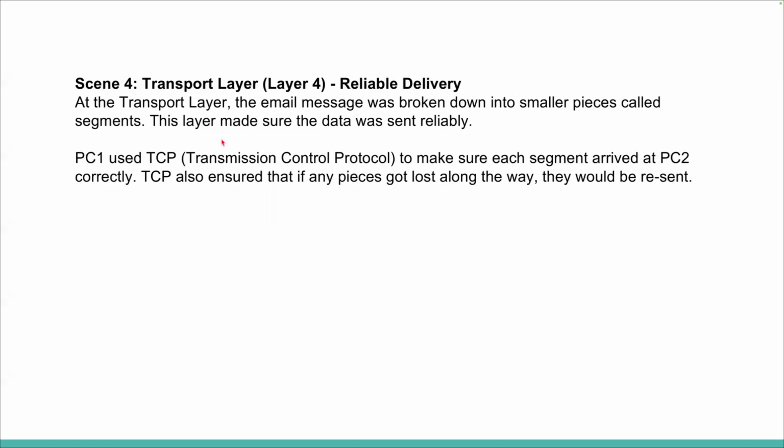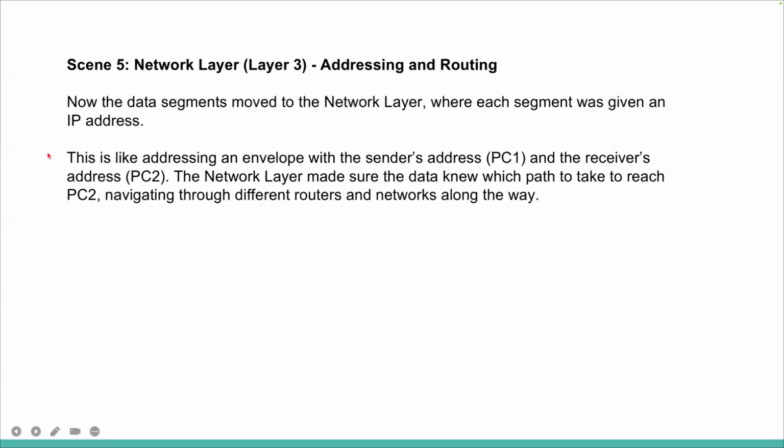We should have a copy always, so that if something is missing, I can resend it again. Reliability. Now next, scene 5 happens where you have the network layer, nothing but layer 3, where addressing and routing will happen.